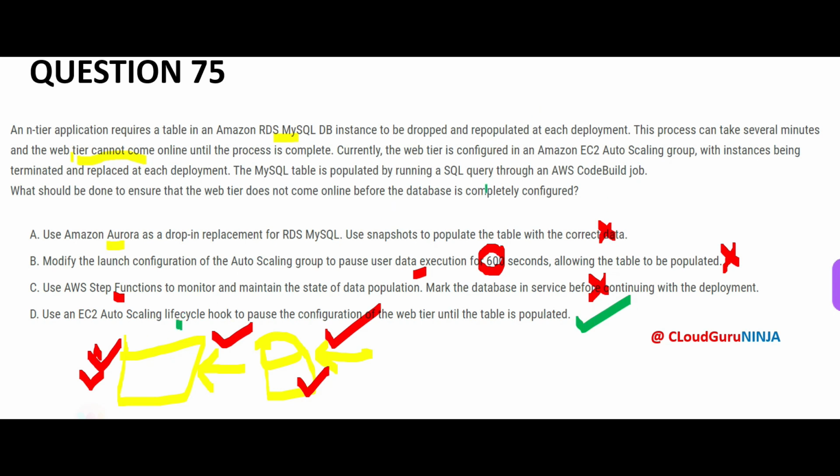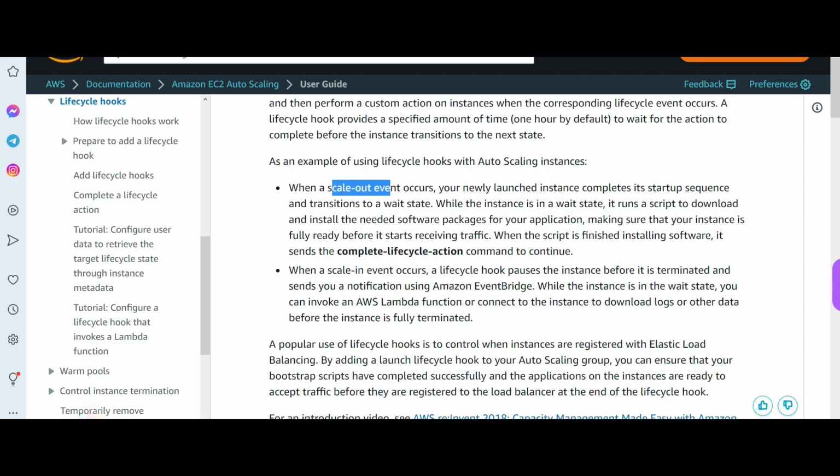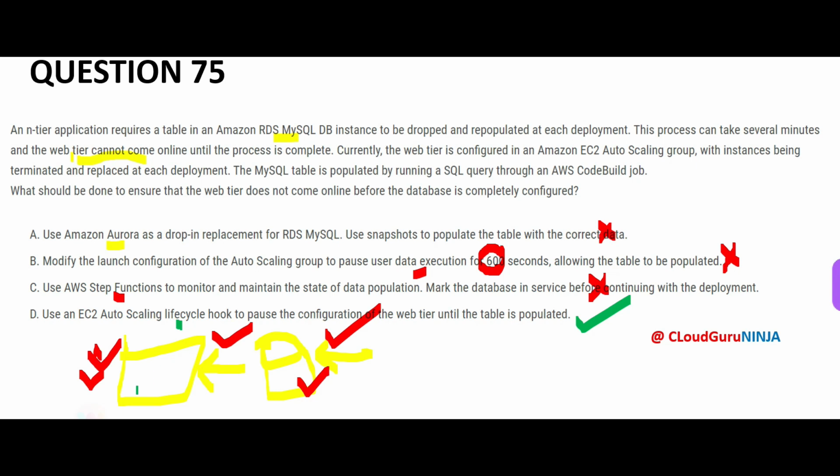It makes use of a lifecycle hook. We use lifecycle hooks if you want to be aware of events. And these are the examples. When a scale out event occurs, then you can use it. When a scale in event occurs, then you can use it. It will pause the configuration of this guy.